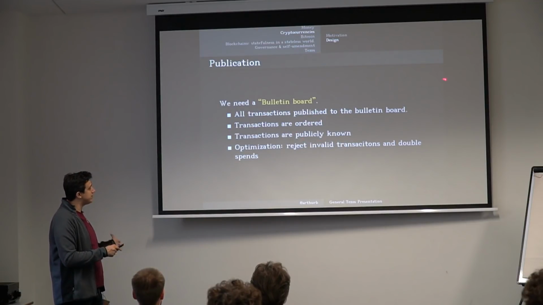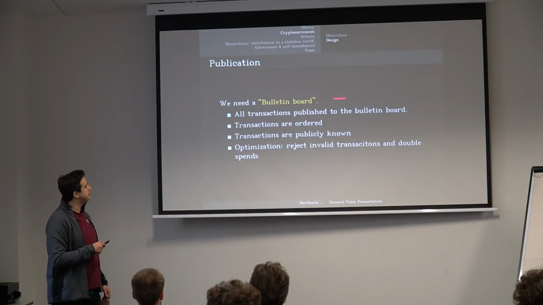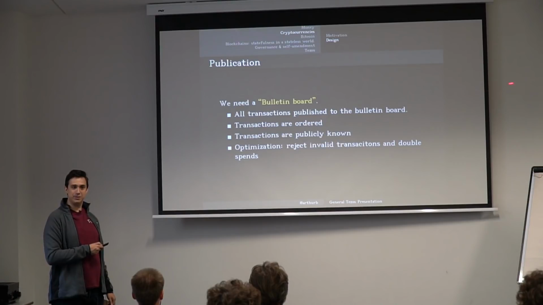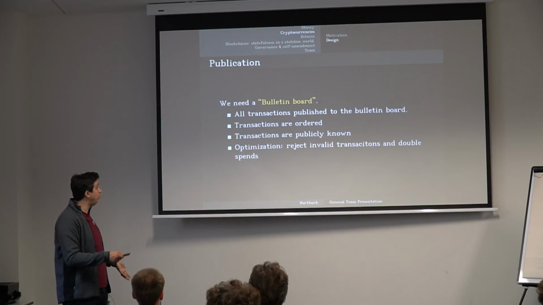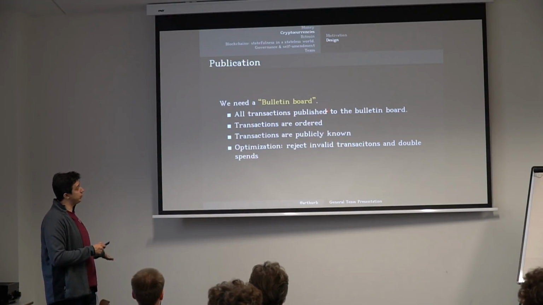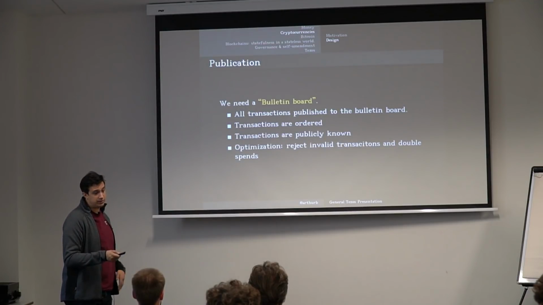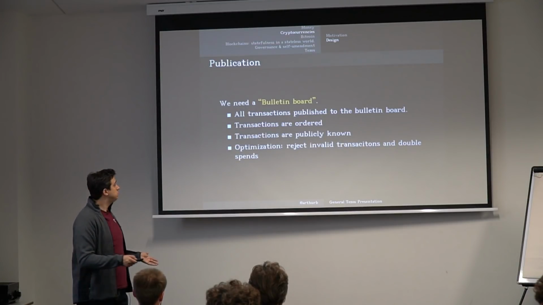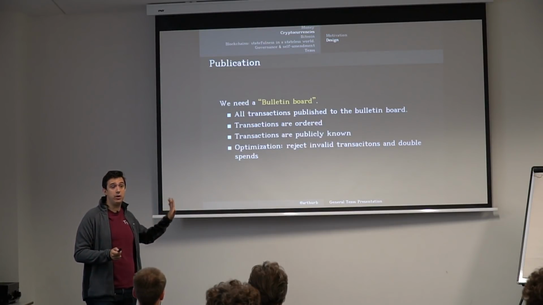So you're going to publish all the transactions to the bulletin board. And by the way, this is why privacy is going to be difficult with these systems, precisely because you need to know if a transaction has been made before. So all the transactions are broadcasted publicly. They're going to be ordered, they're going to be known. And so an optimization you can make on this bulletin board is that you could reject invalid transactions. And now the system works if you allow invalid transactions.